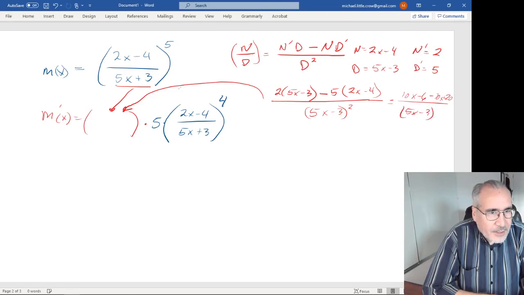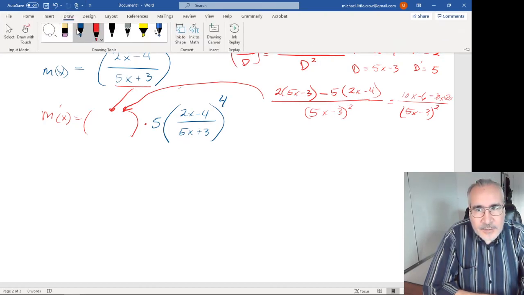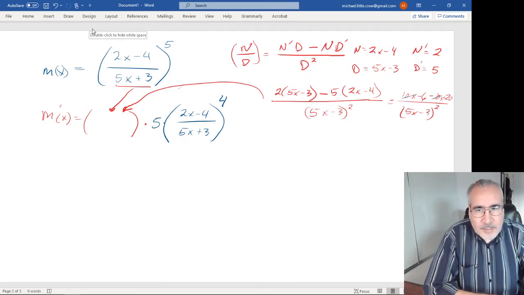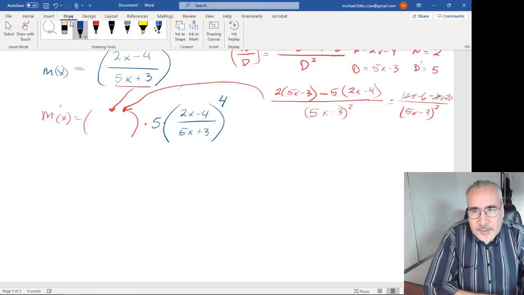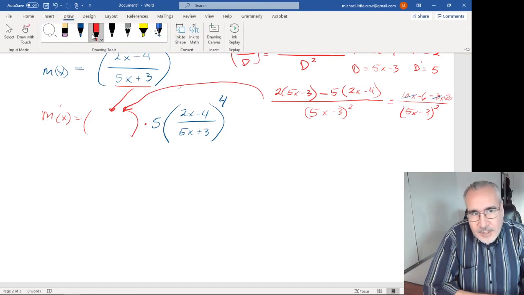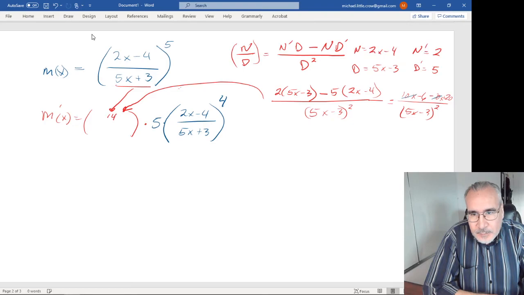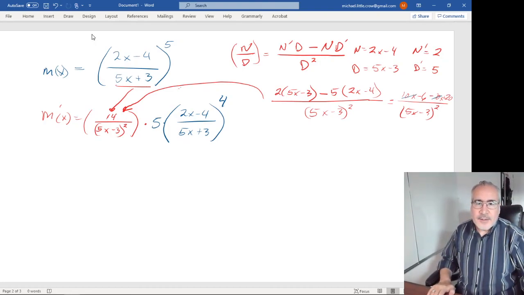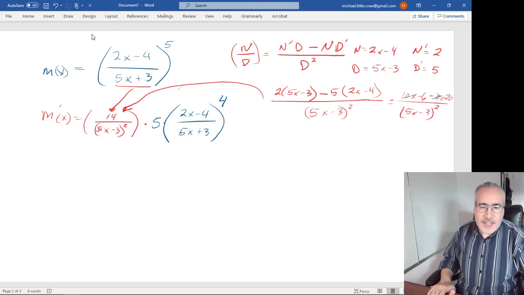So if you see it simplified, sometimes it's nice to do that. The 10x minus 10x does cancel, and then you've got a negative 6 and a positive 20, so that simplifies down to positive 14. If I'm going to rewrite it, that's a lot cleaner to write, over 5x minus 3 squared. So that is the derivative. We could leave it like that. And then again, if you wanted to, you could move this, because this is to a first power, you could take 5 times 14.